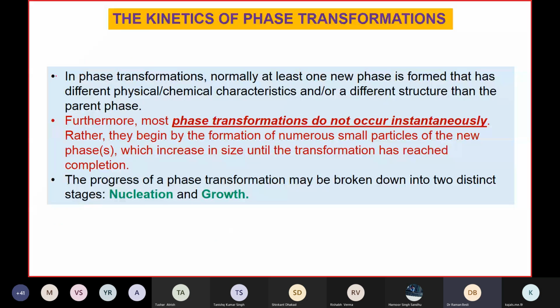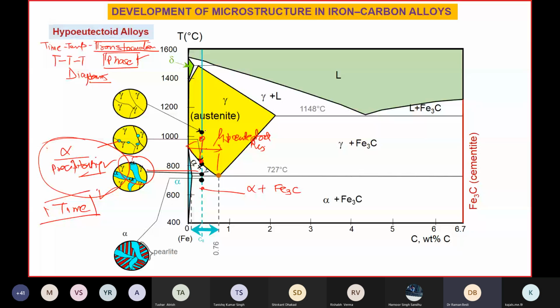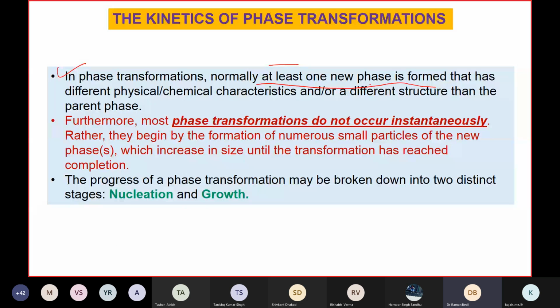This tells me simply that in a phase transformation, at least one new phase is formed. If you remember the previous slide, here it is only gamma, here it is alpha plus gamma. So gamma is still there, but a new phase alpha is formed. Here it is alpha plus Fe3C. So alpha is still there, but a new phase cementite is formed. That is the meaning here: at least one new phase is formed which has different characteristics than the parent phase. And what is of importance is that this phase transformation does not occur instantaneously.